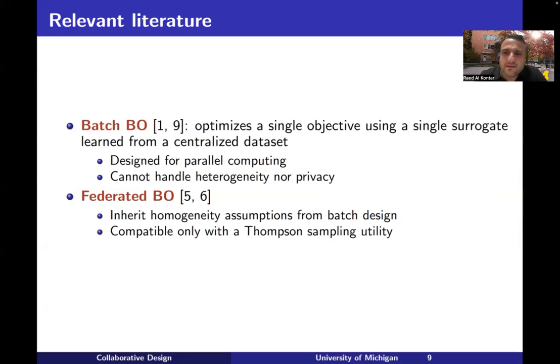And then you have recent literature on what is called federated Bayesian optimization. Federated Bayesian optimization also still assumes there is homogeneity, and the goal there is just privacy. Our hope is collaboration in the presence of heterogeneity. And this is the key distinction from what exists in the literature.